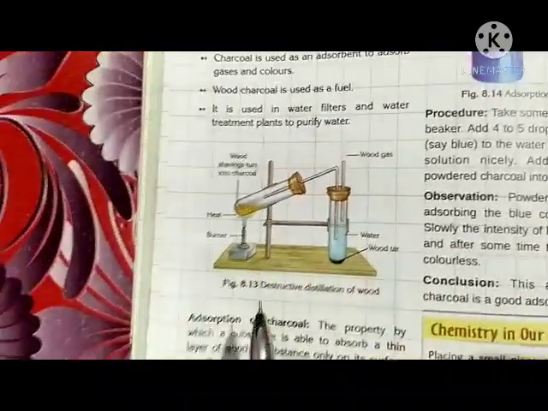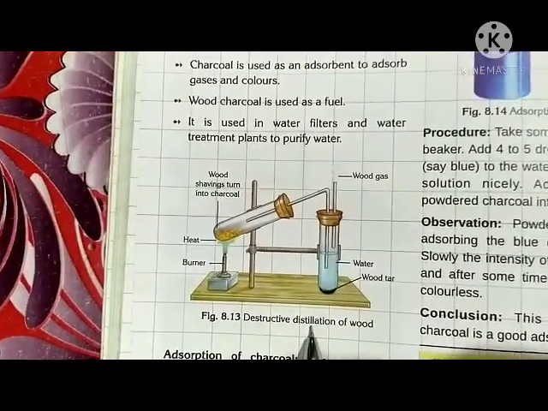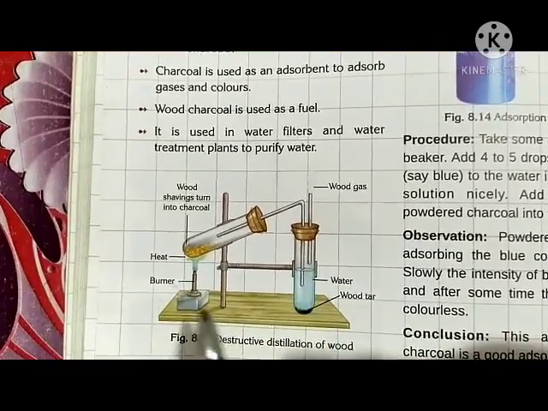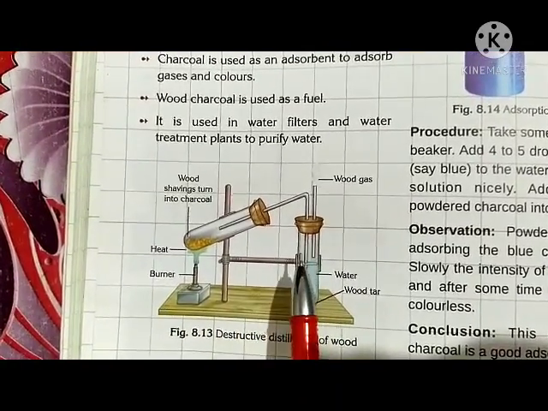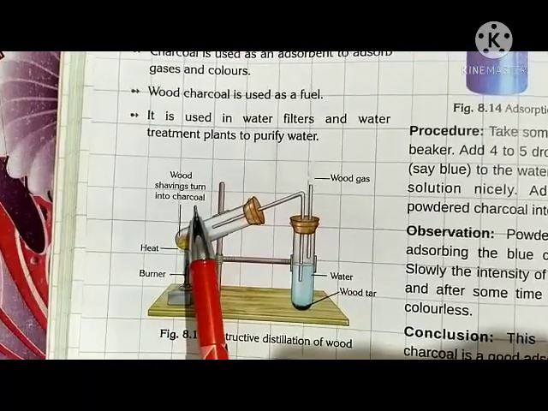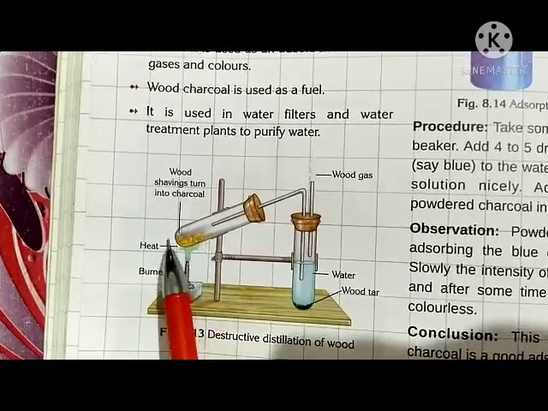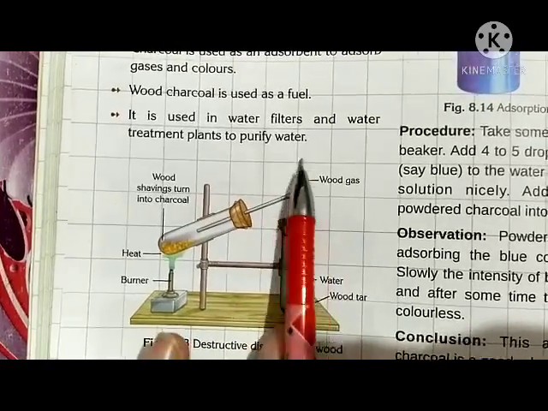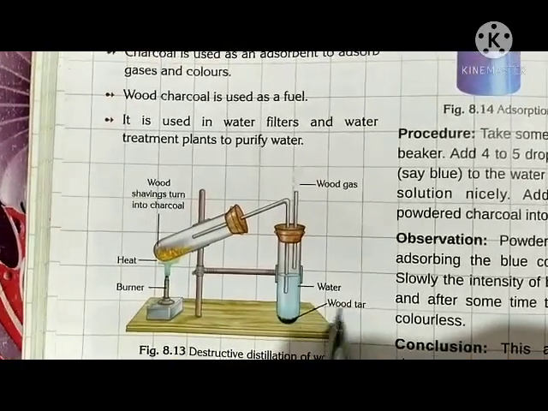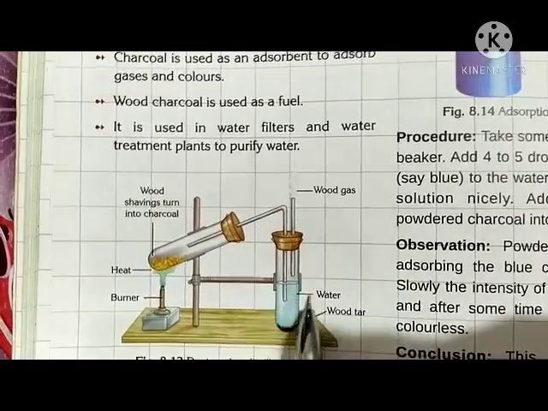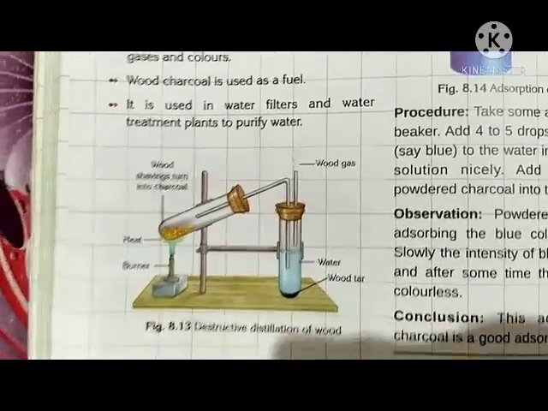Here you can see destructive distillation of wood. This diagram shows how you can make charcoal. Wood shavings turn into charcoal when you heat the wood. Heat is given by the burner, and wood gas is liberated. Wood tar is collected here with this pipe, and inside this is water.